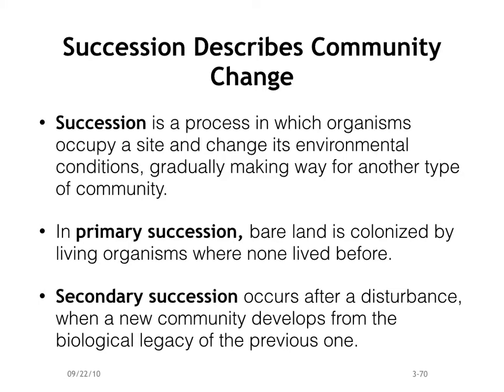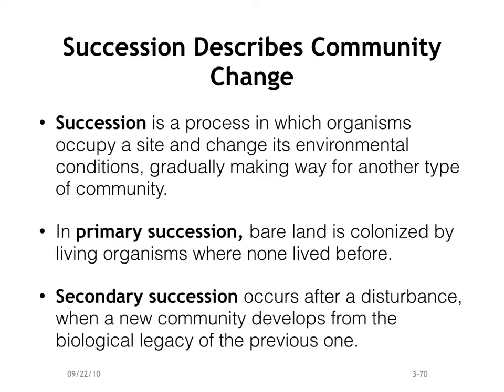Succession is a process in which organisms occupy a site and change its environmental conditions, gradually making way for another type of community. In primary succession, bare land is colonized by living organisms where none lived before. Secondary succession occurs after a disturbance, when a new community develops from the biological legacy of the previous one.